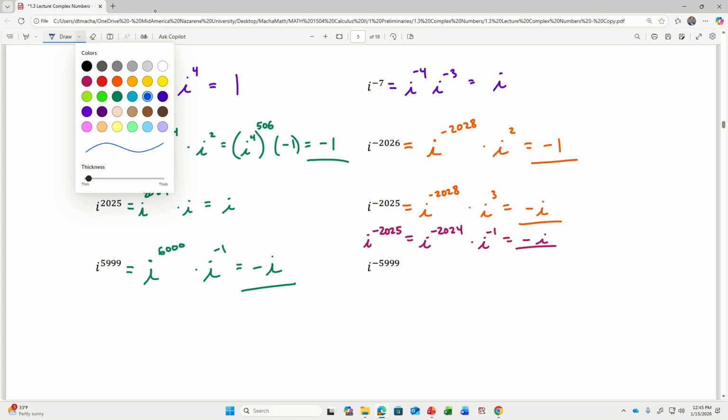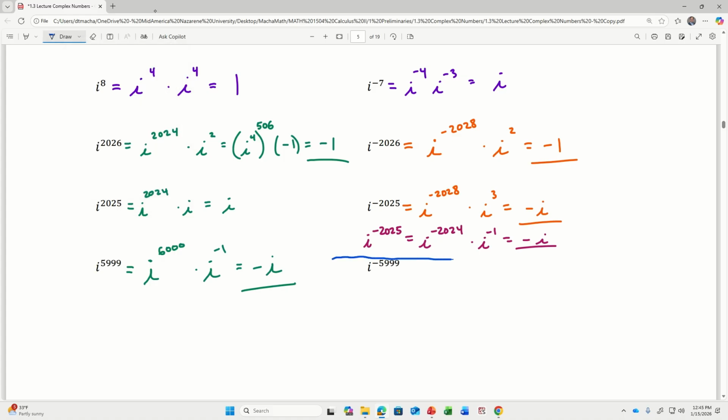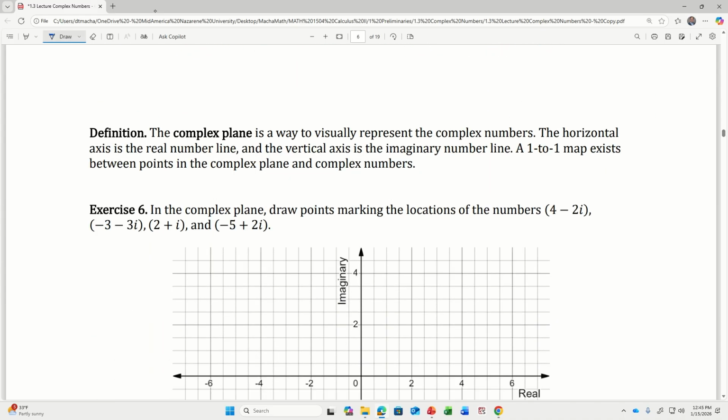Okay, this last one now is i raised to the power negative 5,999. That's going to be what? Yes, that'll be i. Very good. All right, so we got our multiples of i out of the way.